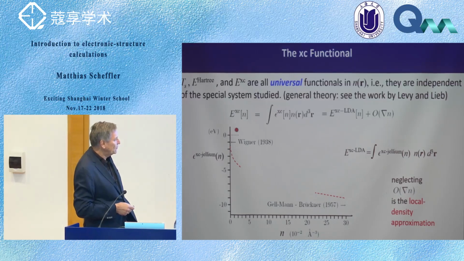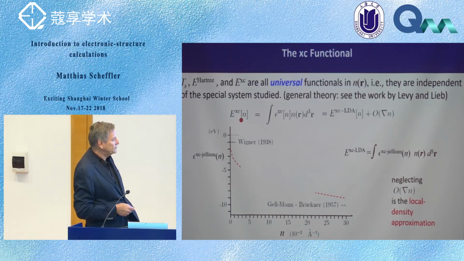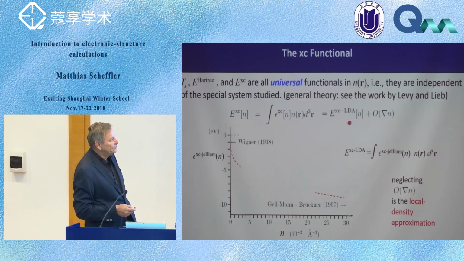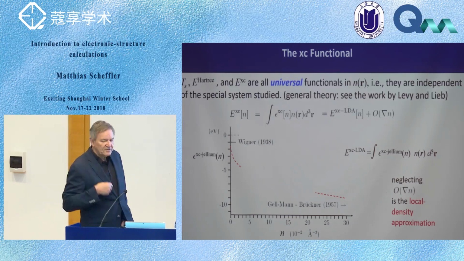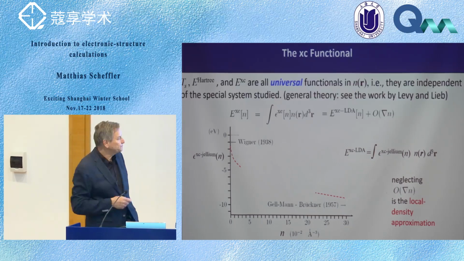So in principle, you can always write down the exchange correlation functional as an integral over the exchange correlation energy per particle, which is also a functional of density, times the density. So this is exact. But then the idea was, why don't you do something which is a little bit like a Taylor type of expansion?